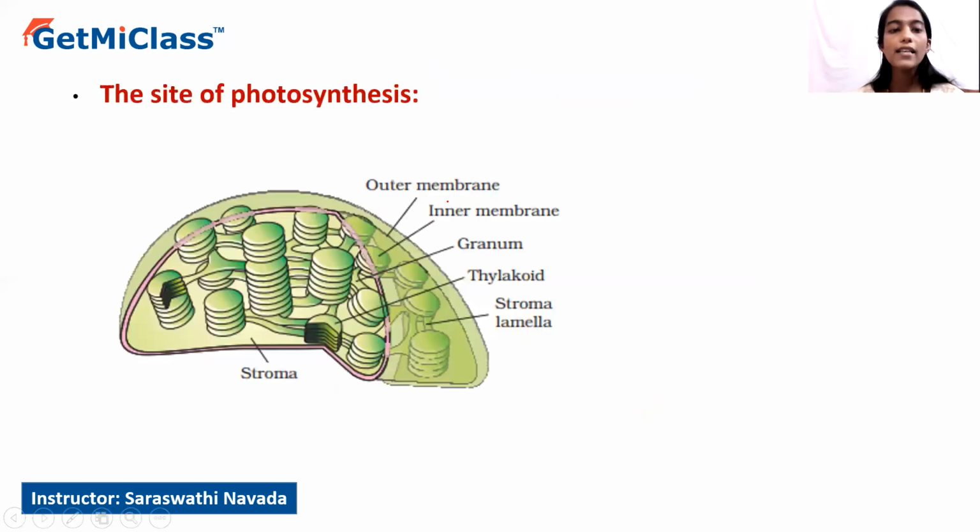The next important component required for photosynthesis is the place where exactly photosynthesis occurs. That is the site of photosynthesis. We all know that in green plants, photosynthesis occurs in the chloroplast. Chloroplast is a green colored plastid present in plants, which is meant for storage of the chlorophyll pigment, or the green pigments. This chloroplast acts as the site of photosynthesis.